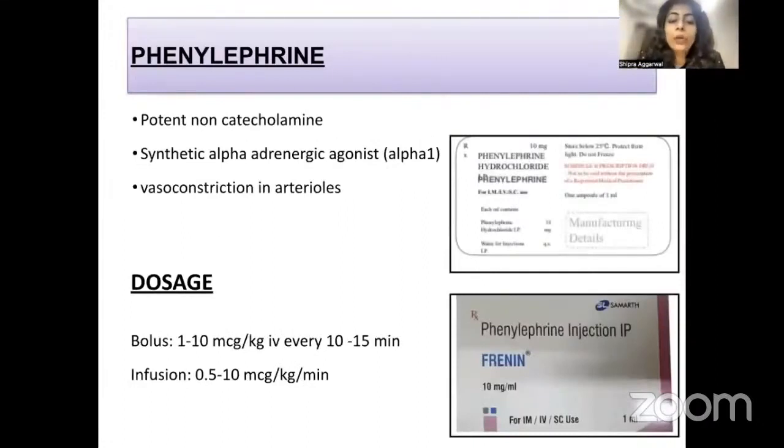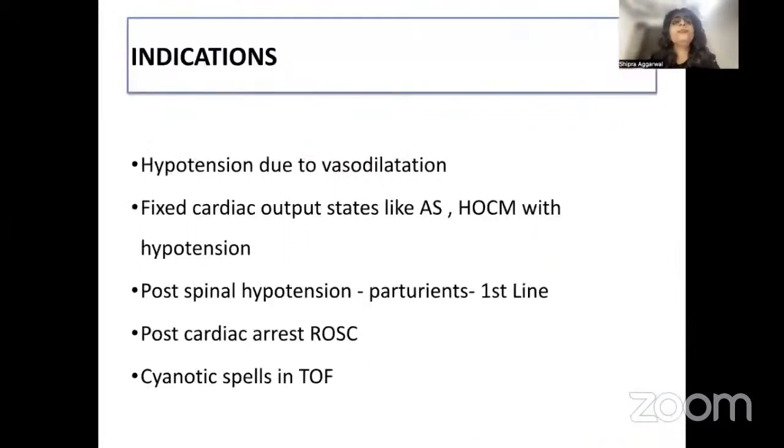Phenylephrine, it's a potent non-catecholamine. So as isoproterenol is a specific beta agonist, phenylephrine is a specific alpha adrenergic agonist and it will result in vasoconstriction in the arterioles. It is available as phenylephrine hydrochloride in a packaging insert of 10 milligrams per ml. The bolus can be given in a dose of 1 to 10 mics per kg IV every 10 to 15 minutes, and for infusion you can use a dose of 0.5 to 10 mics per kg per minute.